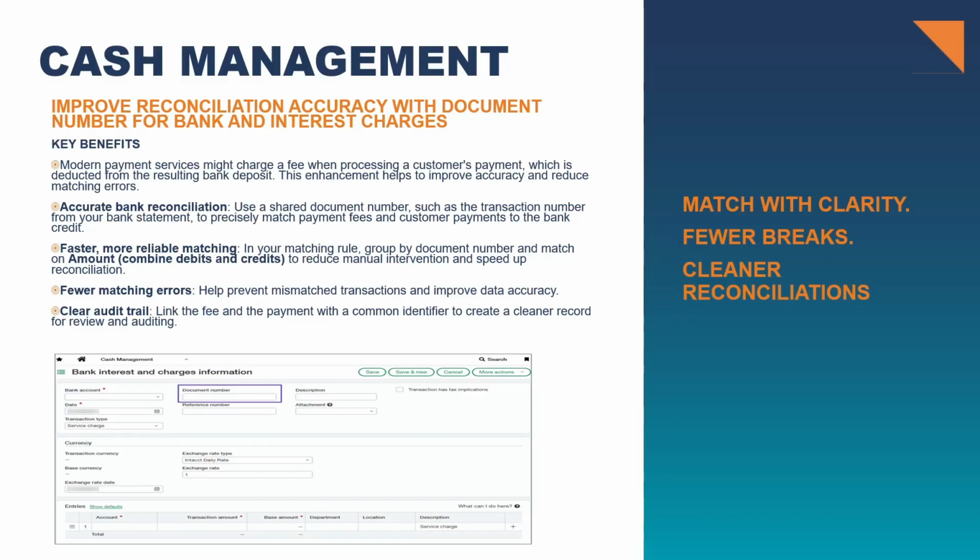With this enhancement, finance teams can use a consistent document number. So, for example, it's your reference provided on your bank statement to connect the customer receipt to the associated fee. That shared reference allows Intacct to recognise those entries as belonging together, improving matching accuracy and reducing the need for manual adjustments.